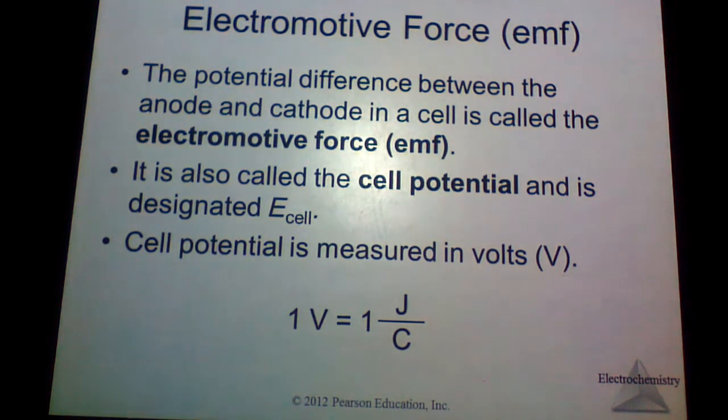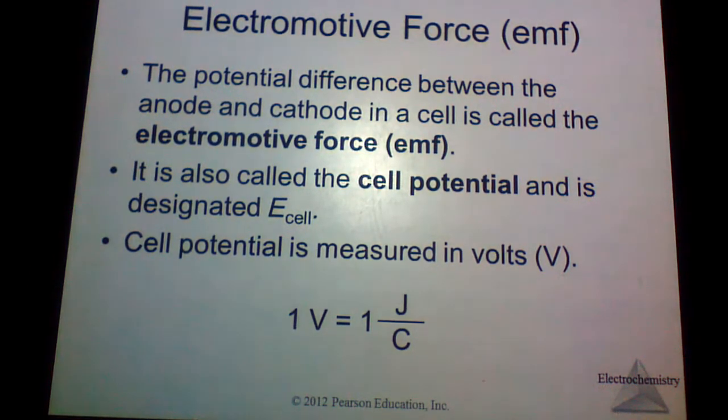I want you to know that this electromotive force is the driving force to move electrons in a cell. It is the electromotive force that is the reason why electrons are moving. It's this force right here. Because at the anode, there's a high potential energy. At the cathode, there's a low potential energy. So my electrons are going to move from a high potential energy to a lower potential energy. And the force that's causing that is called the electromotive force, EMF.